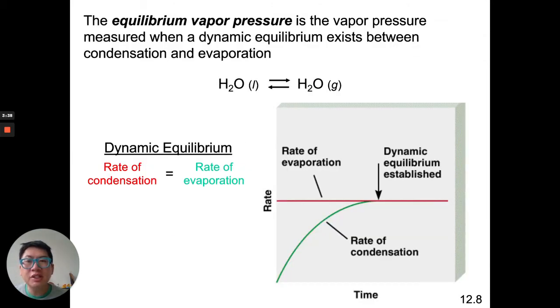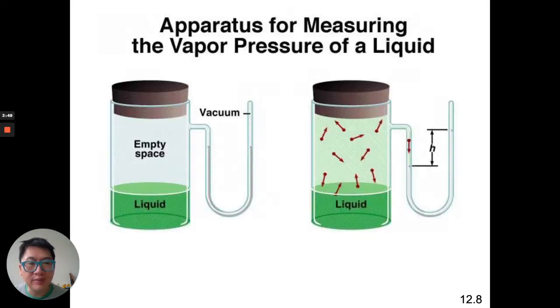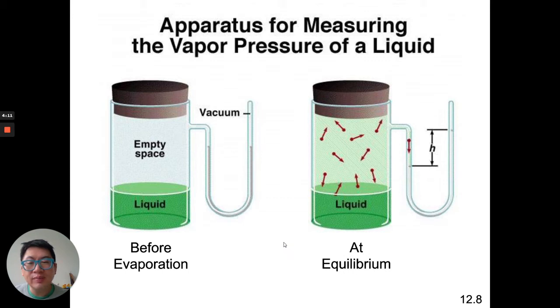But in general, the definition of equilibrium vapor pressure is the pressure of the gas when equilibrium is reached between condensation and evaporation. So it's condensing, it's evaporating, at equal rates. When that happens, what is the pressure of the gas? That is equilibrium vapor pressure. Okay, that's the definition of it. We need to know that because we need to use it for the definition of what is defined as boiling. So this is before evaporation, this is at equilibrium. Once you're at equilibrium, the pressure of the gas at equilibrium is the equilibrium vapor pressure.